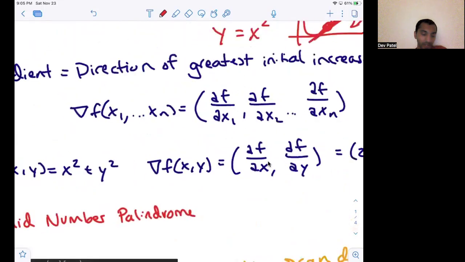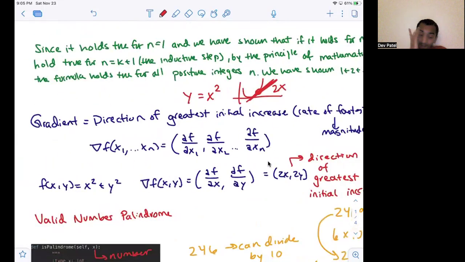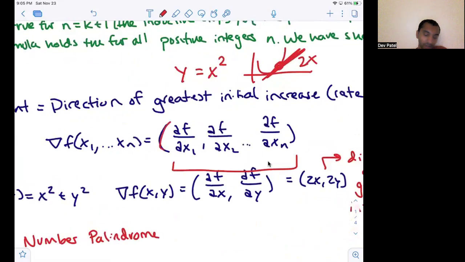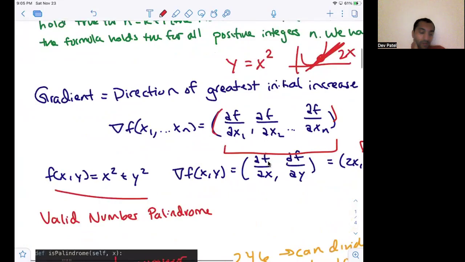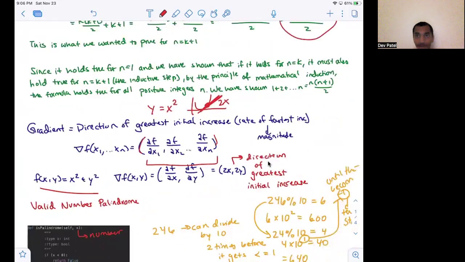So if we're taking the gradient of, let's say, f of x1 to xn, that is just the partial derivatives with respect to each variable. Just an example, if we have f of x, y equals x squared plus y squared, it's the derivative of f with respect to x, comma, the derivative of f with respect to y, so 2x, 2y. And however many variables you have, you would take the derivative with respect to each variable.